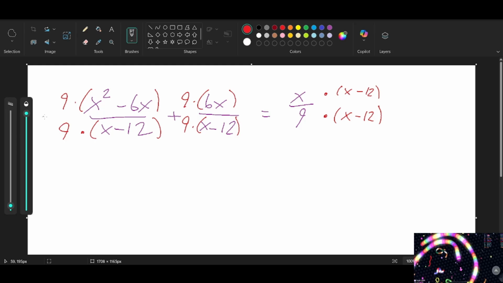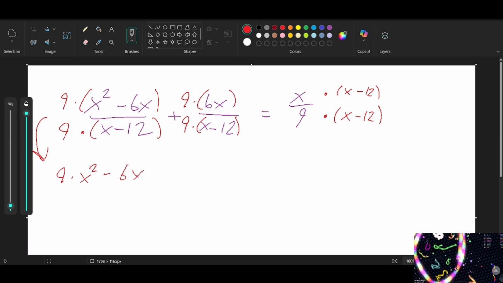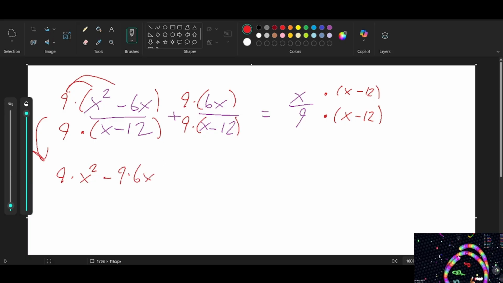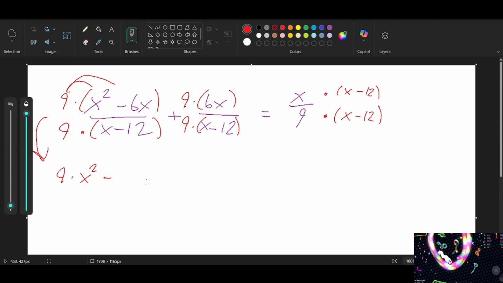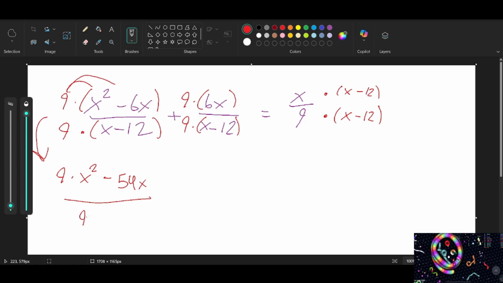Because when I start this simplification, 9 times x squared minus 6x would be wrong, right? I'm not just multiplying 9 times x squared. I'm distributing this 9. So it's 9 times x squared minus 9 times 6x. Well, 9 times 6... Oh, why can't I do that in my head? It's 45? 54. It's 54x. And that's over this denominator.